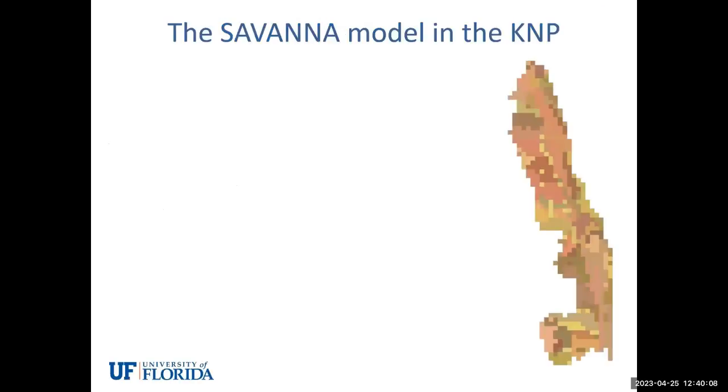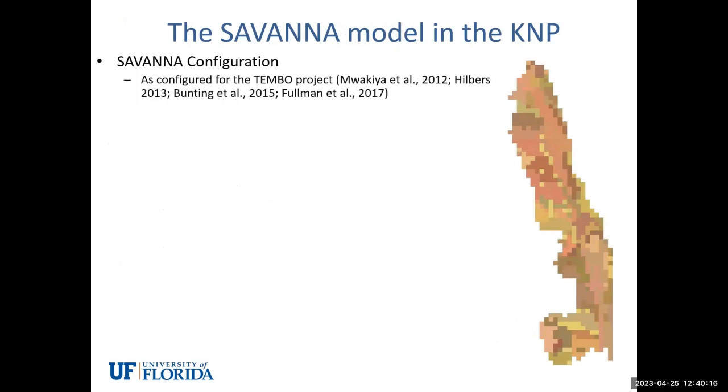So this is just an idea of what SAVANNA is doing in the KNP. This is actually Kruger National Park in South Africa at 5 km grids. The SAVANNA configuration was done by the Tembo project originally. Mike Kogenauer built it from different people's runs, my own PhD runs in Kruger, and a few other people, Randy Boone's runs from Ngorongoro Crater. This has been published, and I can send you these articles. Yellow Hilbers, Aaron Bunting, and Tim Folman did some really nice work with SAVANNA.